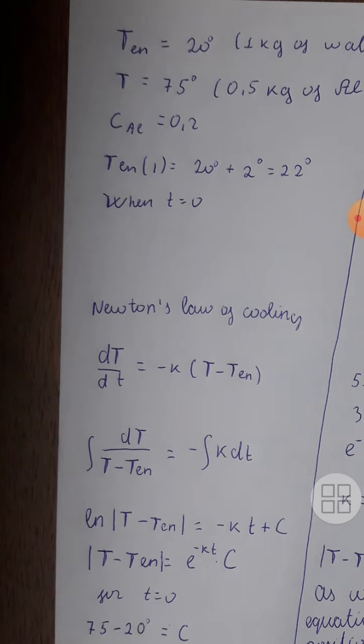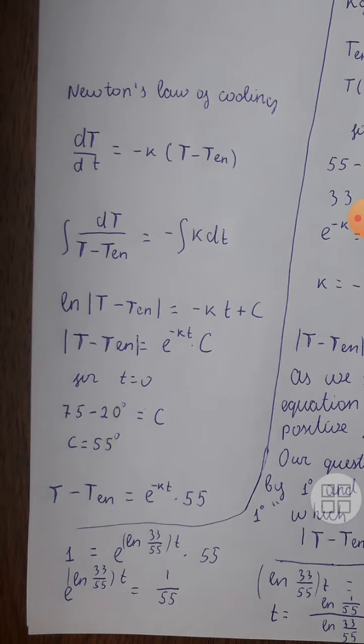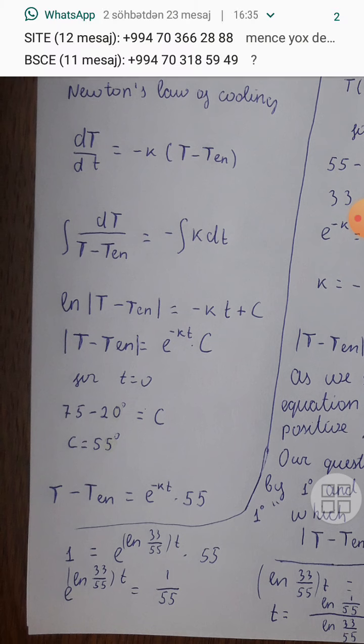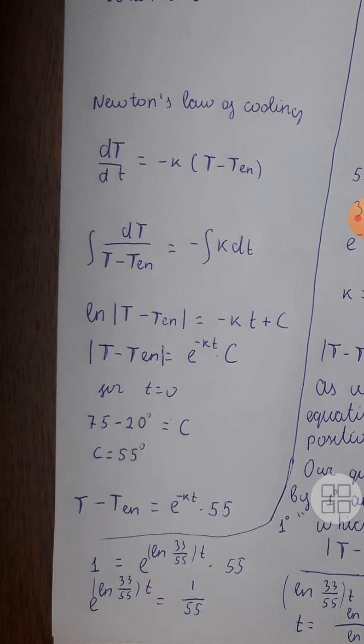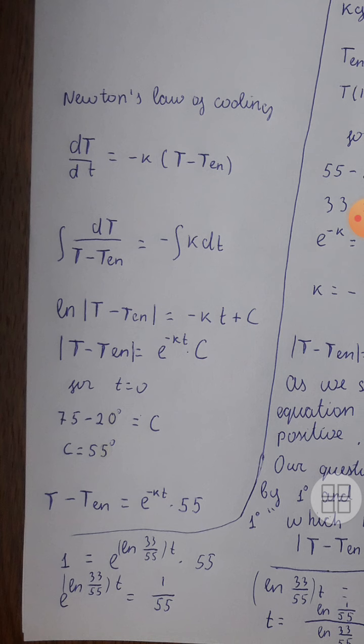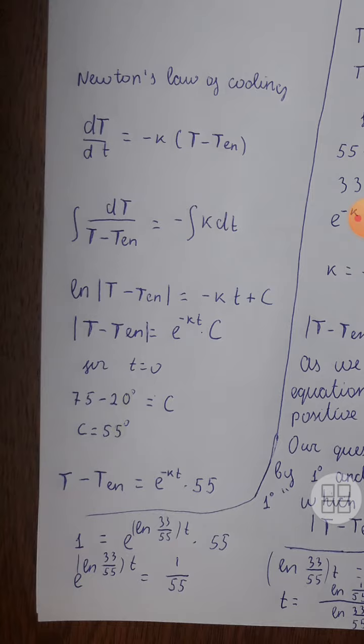As the cooling body aluminium is initially 75 degrees and the environment is 20 degrees, we solve this normal separable equation. We find ln of T minus the environment temperature, and the integral with respect to t is minus kt plus a constant. For t equals 0 we plug in everything: 75 minus 20, and e to the power 0 is 1 times c. We find c from here, and after that our equation becomes like this.